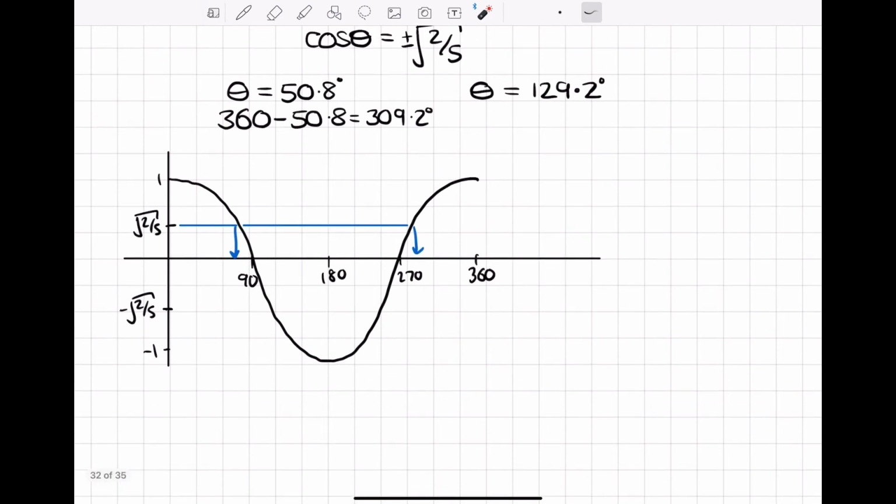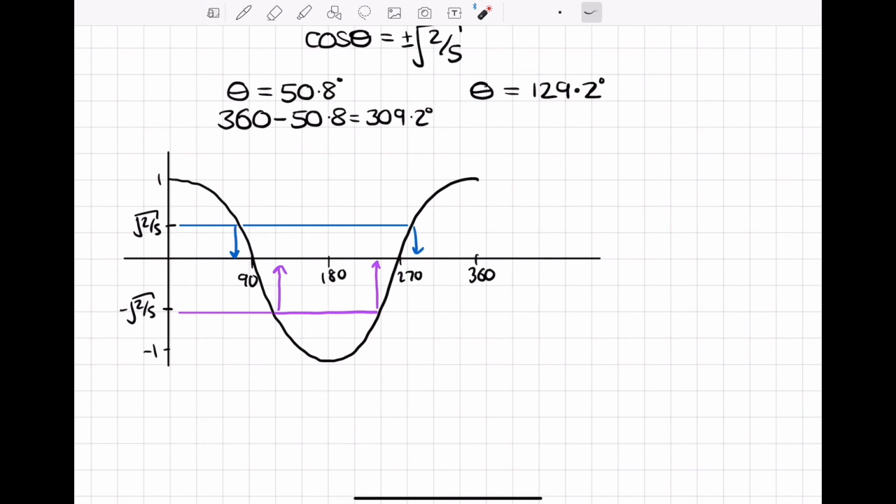For my other solution of 129, so if I draw across my line so far from minus 2/5, my first solution fits in nicely, over 90, less than 180, but if I continue on that line, I've got my second solution. So this one should be between 180 and 270.